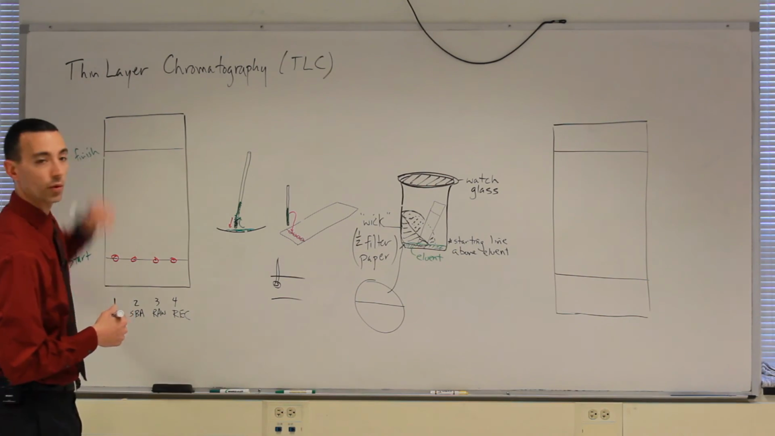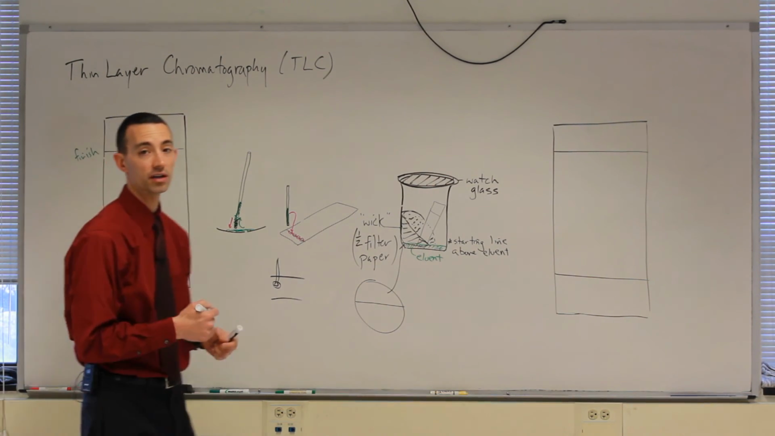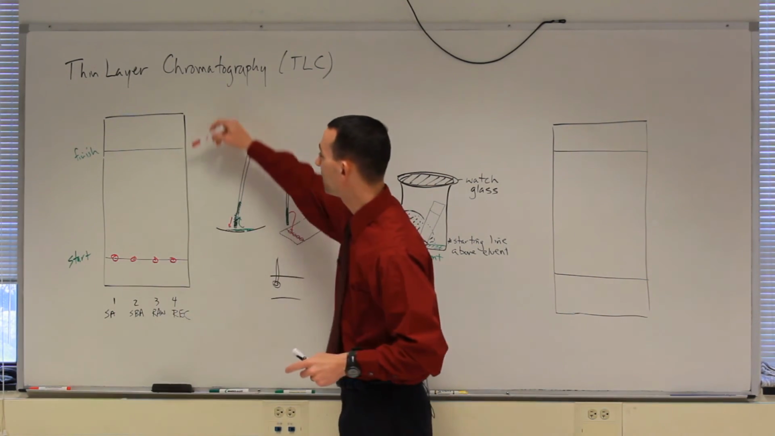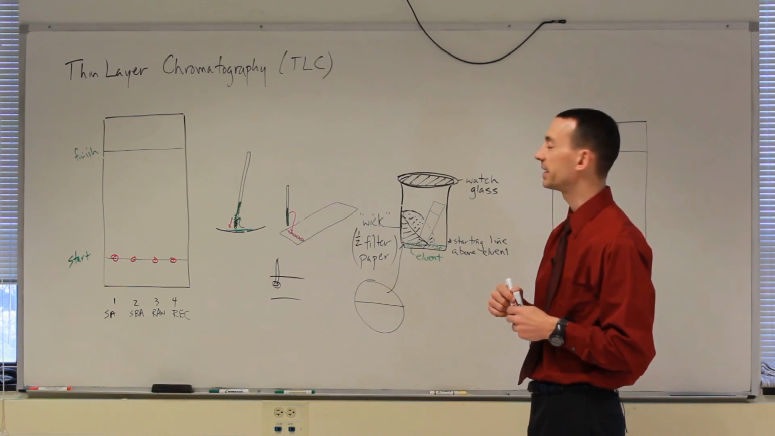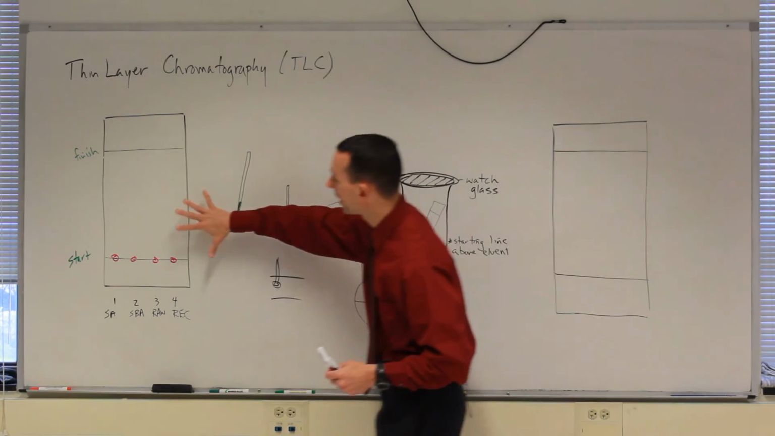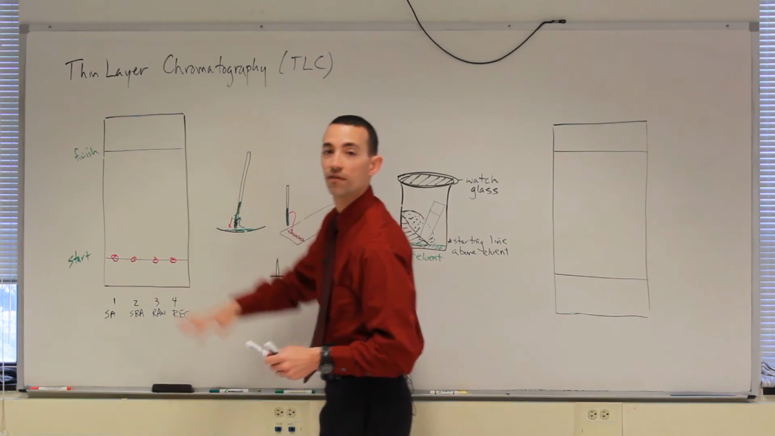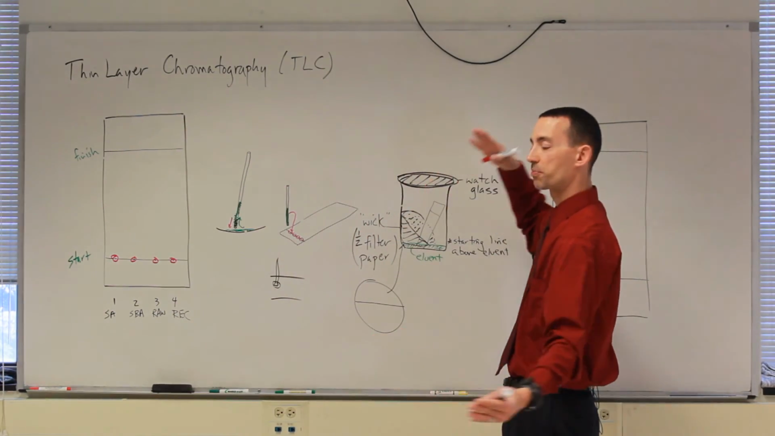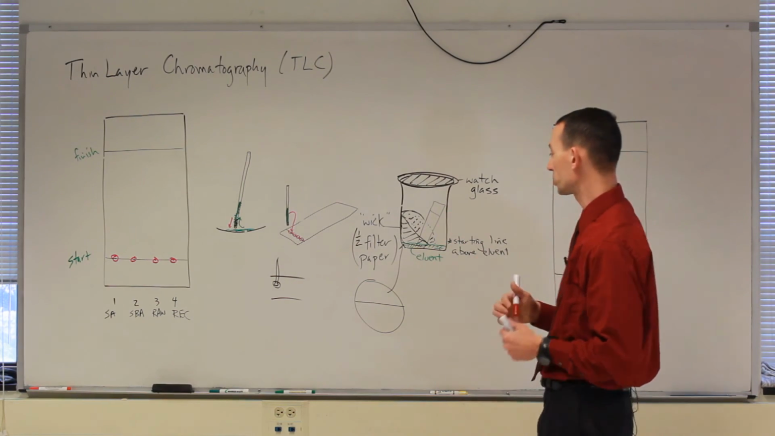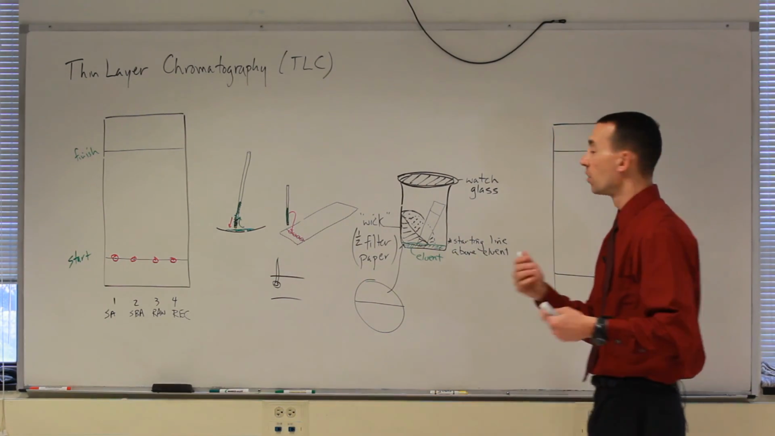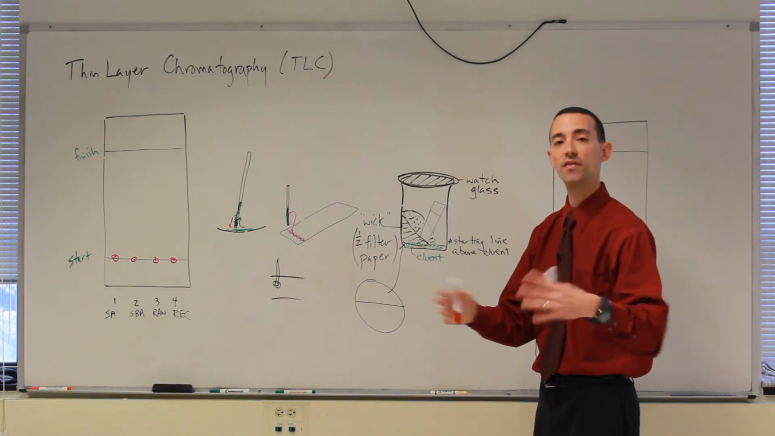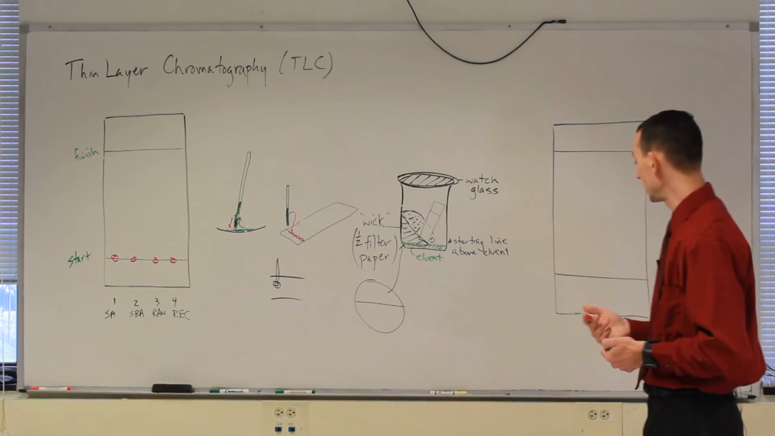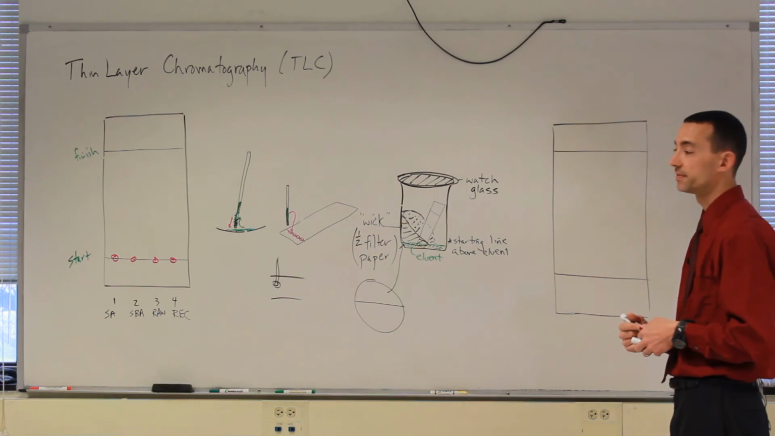You could allow it to go all the way to the top. That's going to be really hard, I'll be honest. So putting in a finish line, maybe 1 inch or 1.5 inches from the top of the plate is fine. You do want a couple of inches, though, to allow these chemical spots to spread out. Once you've reached the finish line, you take your plate out, you allow the solvent to evaporate, and then you'll again look at it under UV light.